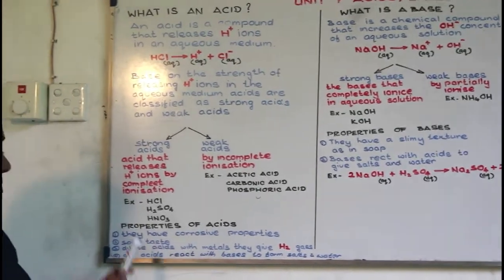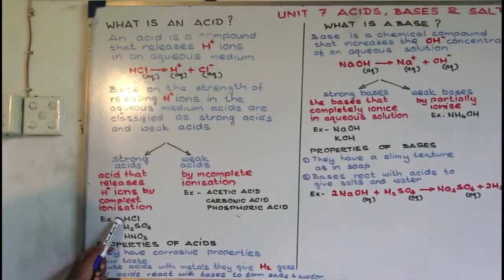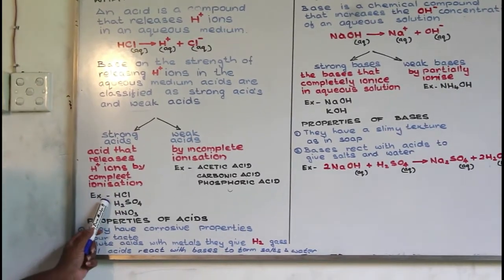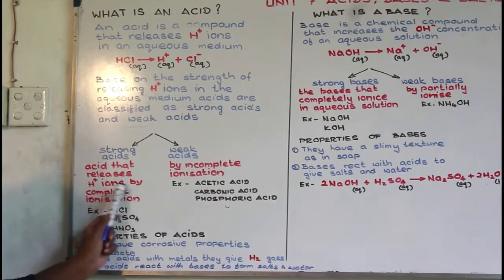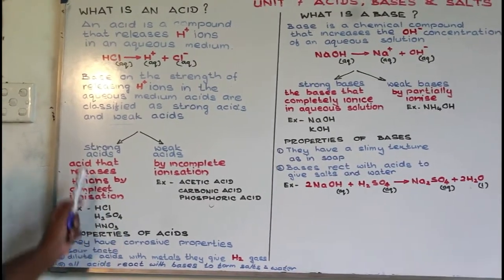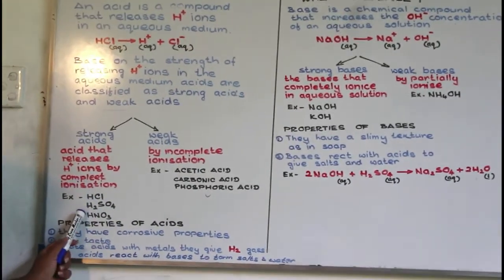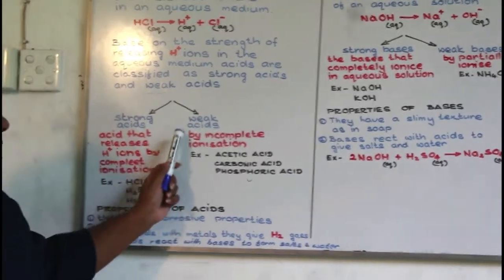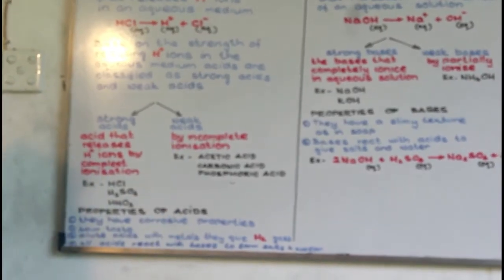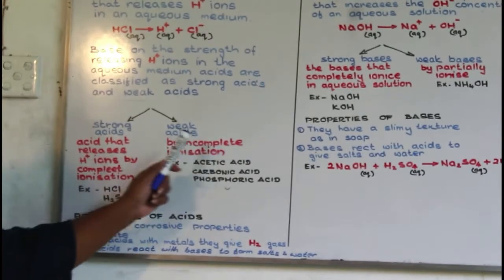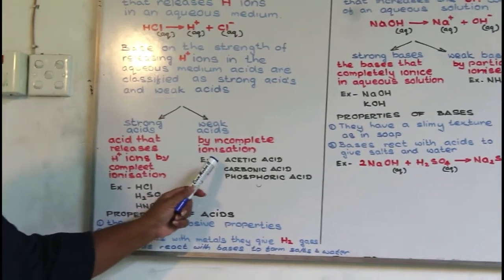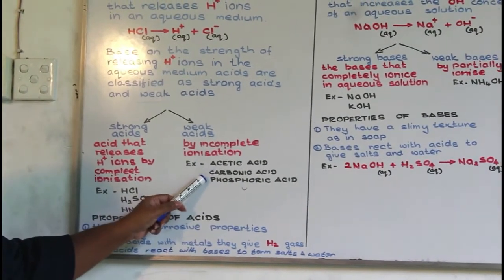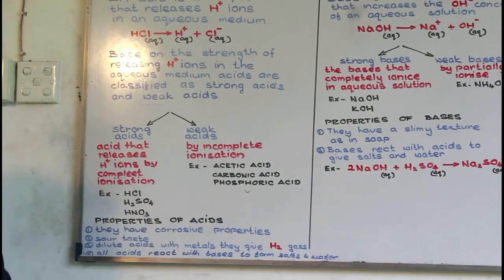Examples: HCl, hydrochloric; H2SO4, sulfuric; HNO3, nitric. All these three acids are strong acids. Weak acids release H+ ions by incomplete ionization. Examples: acetic acid, carbonic acid and phosphoric acid.